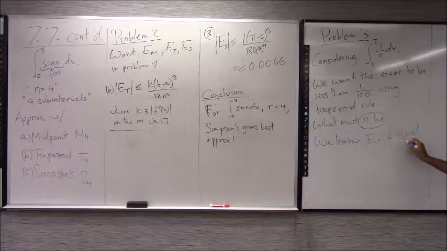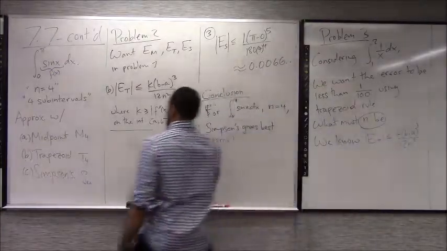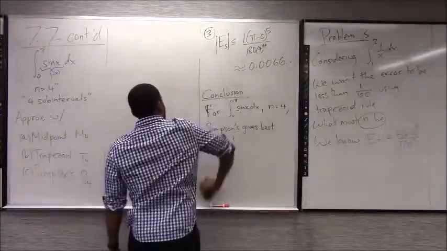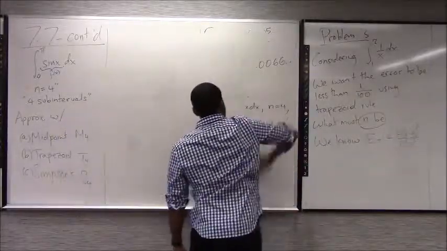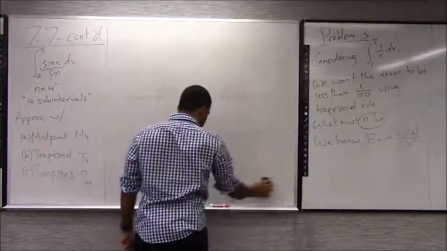What was this, 12n squared? So we know that's true. That's how my error is going to be. So the question is, how do I choose an n so that the error is less than 1/100.